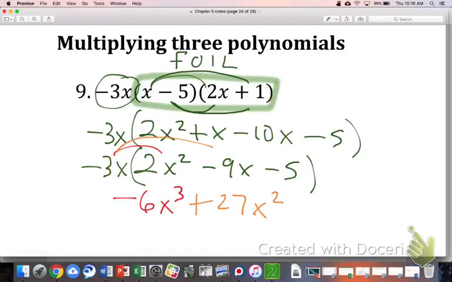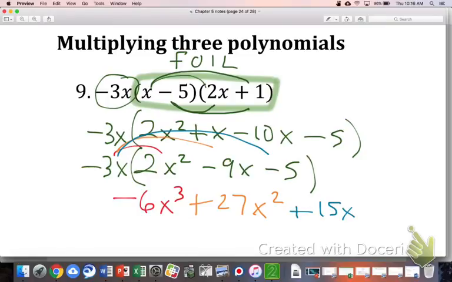And then, Lana, our last one up there is negative 3x times negative 5. What's that? 15x. Nice job. So plus 15x goes there. That would be our answer. Do you see it's kind of a two-stage process there? Got to do FOIL, then distributive property.